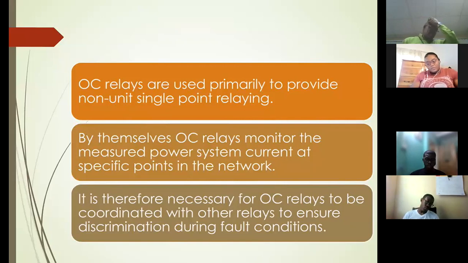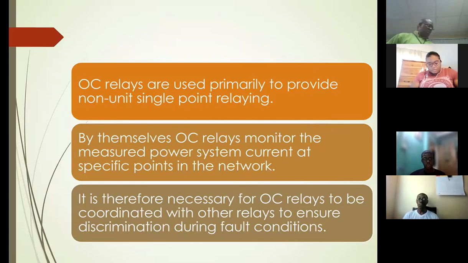By themselves, the relays monitor the measured power system current, or the current flowing through a particular point in our network. And in order to get full coverage, there is need for what we refer to as coordination. Now, what does that really mean?